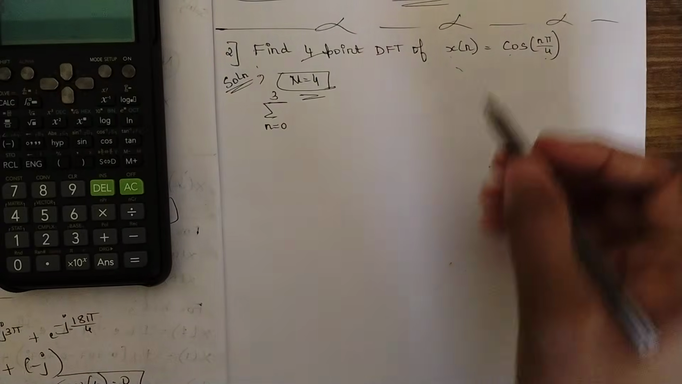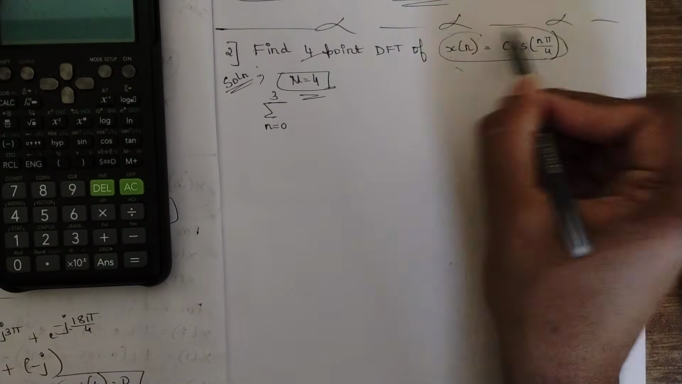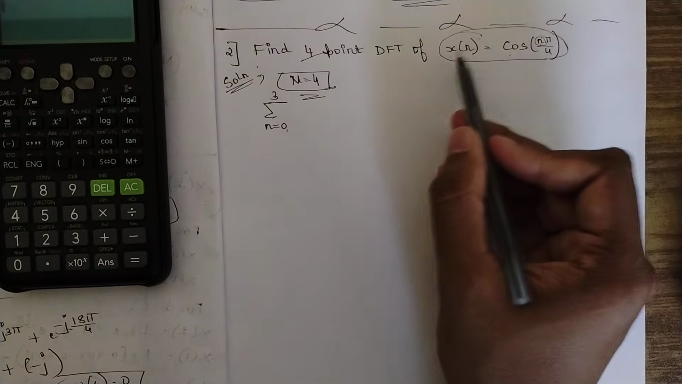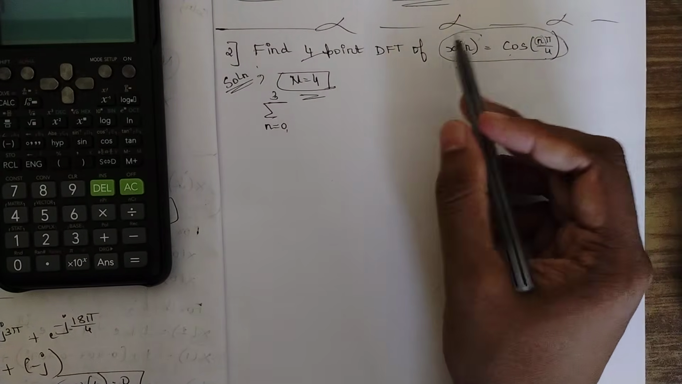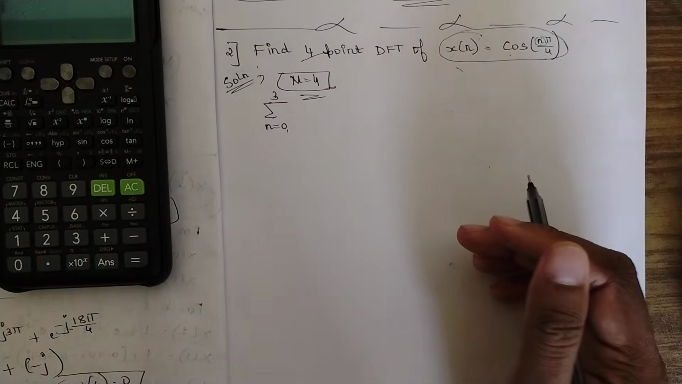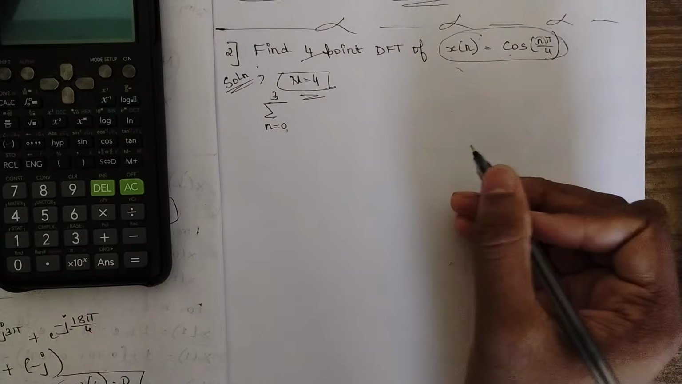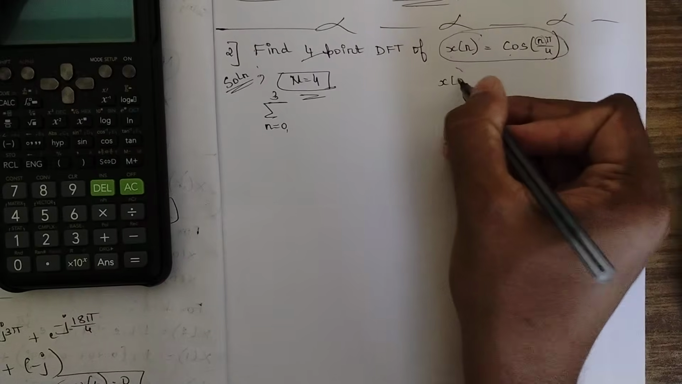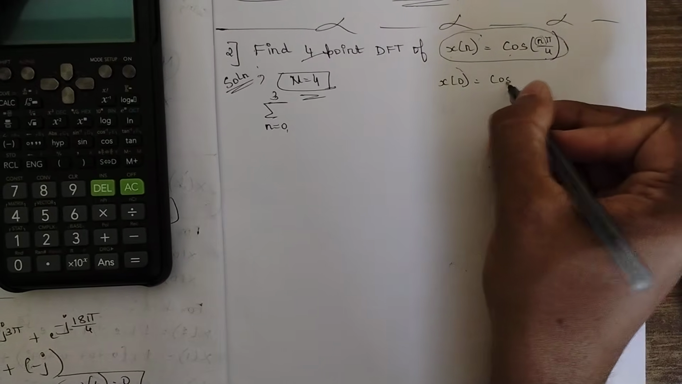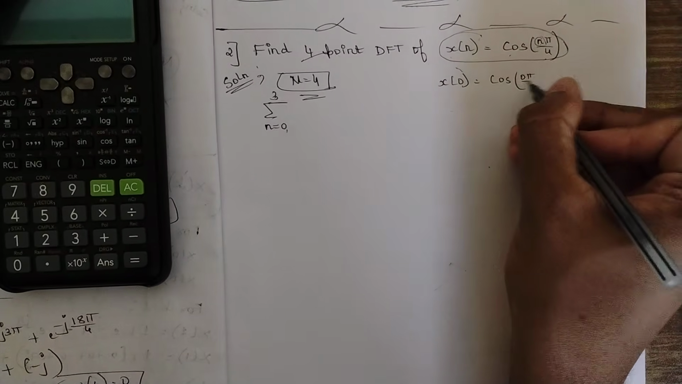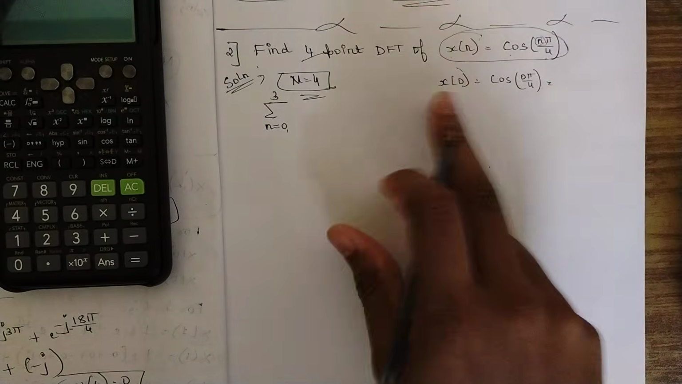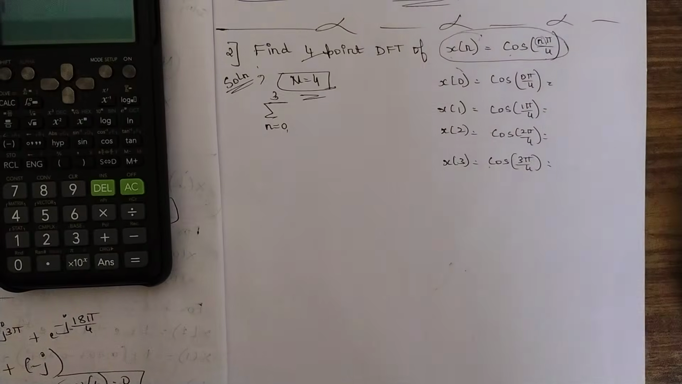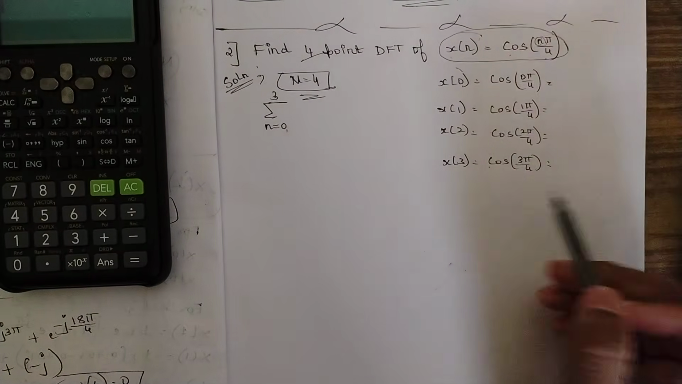From this equation we should substitute the value of n from 0 to 3, so that we get 4 different values of x of n. Whatever values of x of n we get, write them in a set. The first term is x of 0, that is cos of 0 pi by 4. Similarly x of 1, for n is equal to 1, 2 and 3 I have written it.